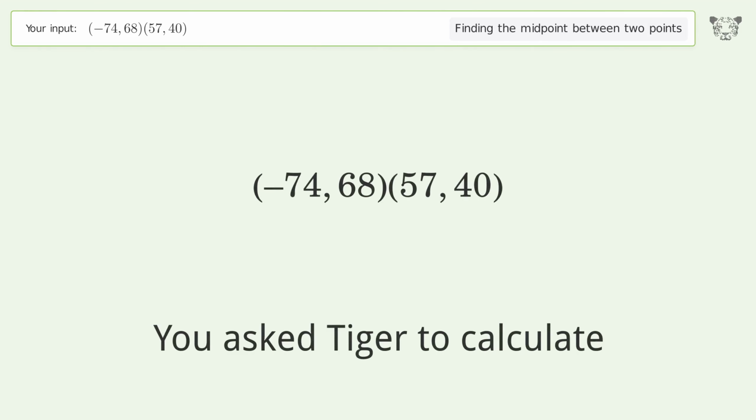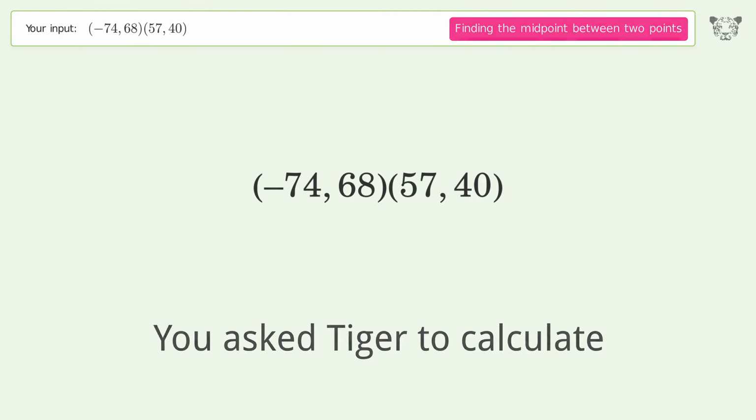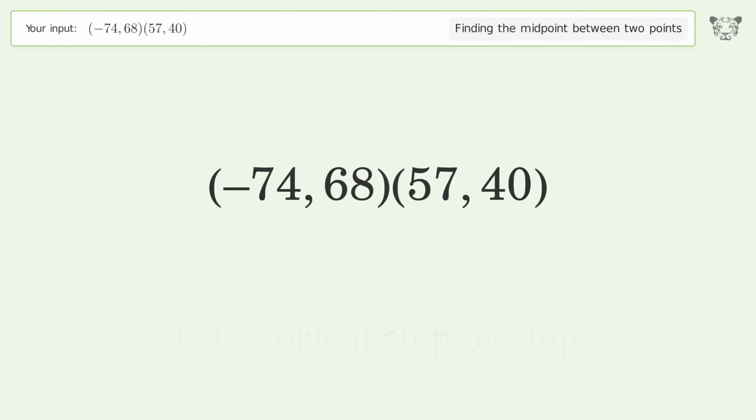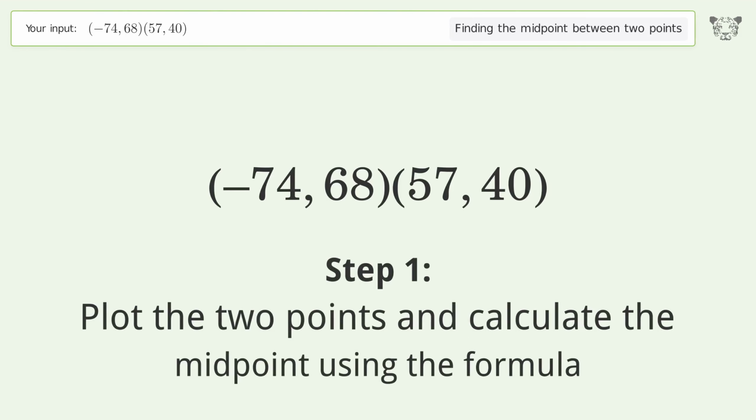You ask Tiger to calculate. This deals with finding the midpoint between 2 points. The midpoint between the 2 points is -8.554. Let's solve it step by step. Plot the 2 points and calculate the midpoint using the formula.